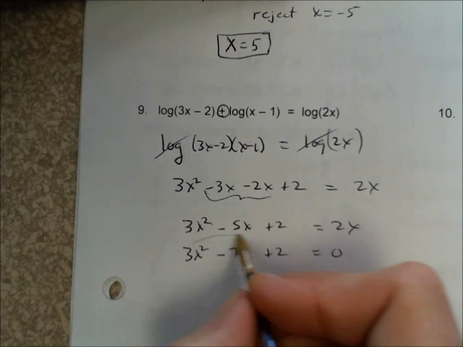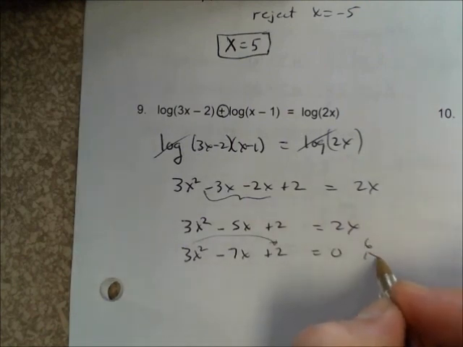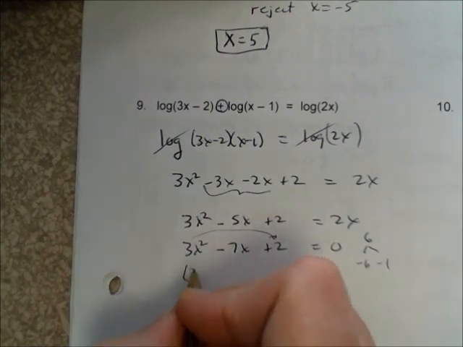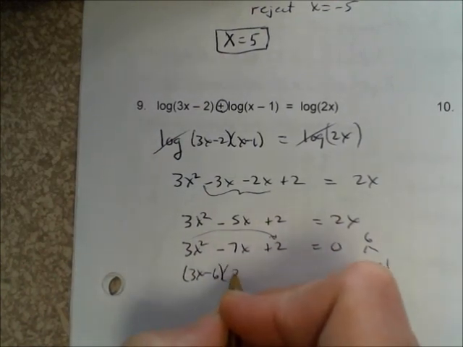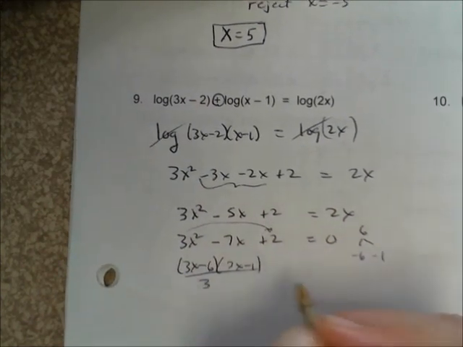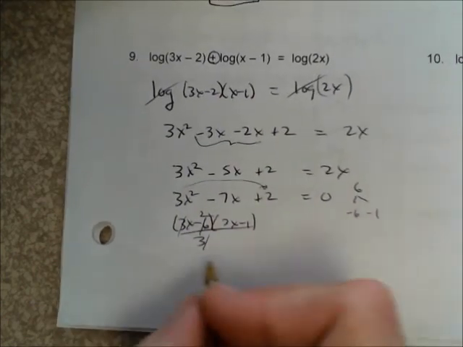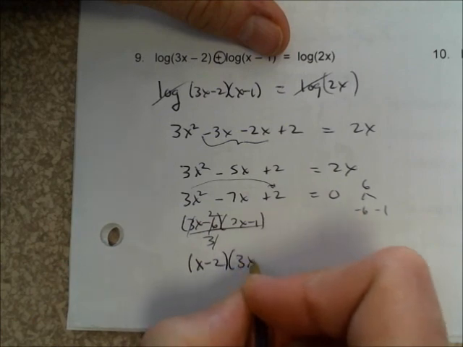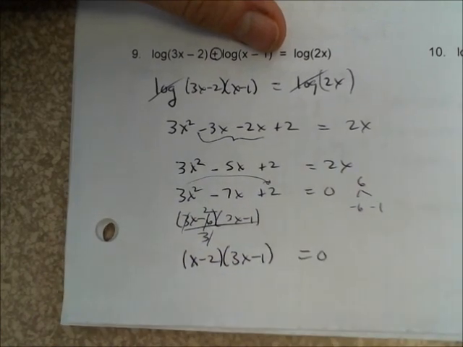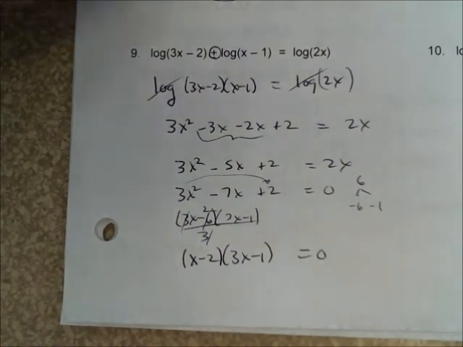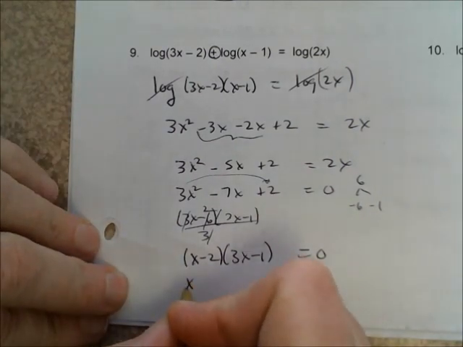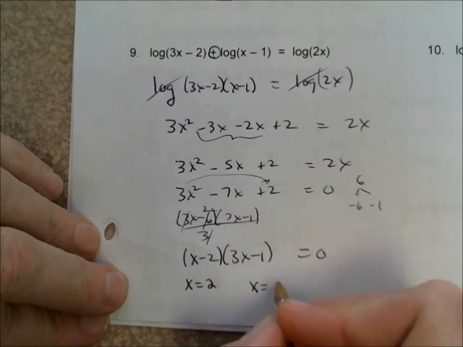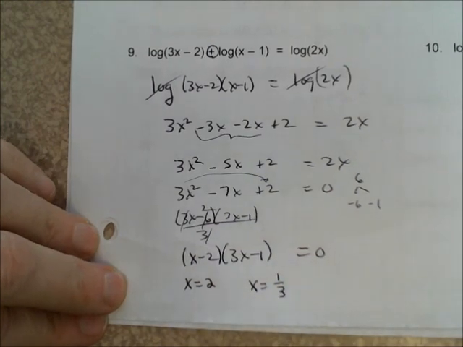This is a factor in, factor out. What are the factors of 6 that add up to negative 7? I think it's minus 6 and minus 1. So this says 3x minus 6 and 3x minus 1 all over 3. So this factors out into x minus 2 times 3x minus 1 equals 0. Factor in, factor out. Well, what do we have for x? x looks like it's equal to 2, and x looks like it's equal to positive 1/3.